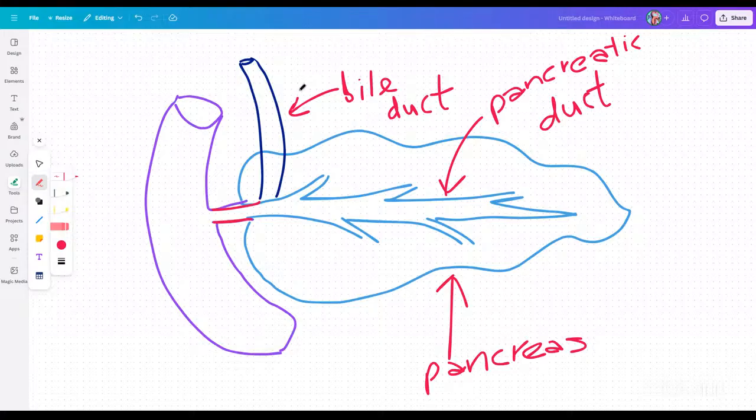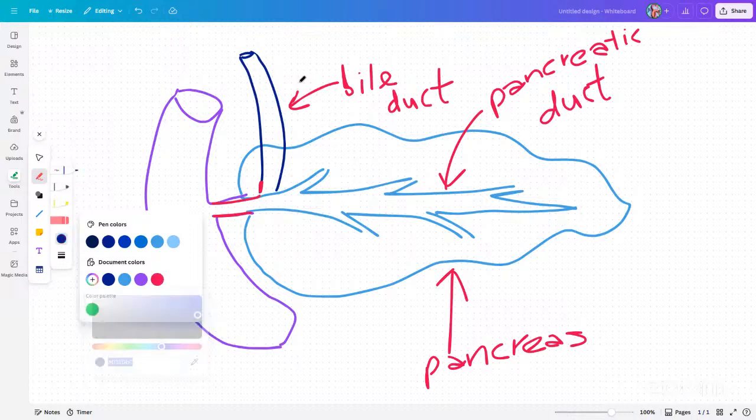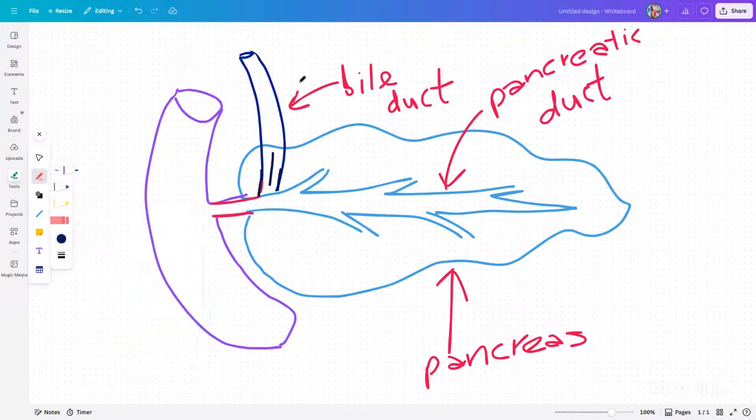Now take a look at this part. The bile is coming like this, and we have the pancreatic duct coming like this, and they are going to form a common duct. The pancreatic enzymes come from here, and the bile comes from here, and they form a common duct. This common duct has both bile as well as pancreatic enzymes, and it opens into the duodenum.